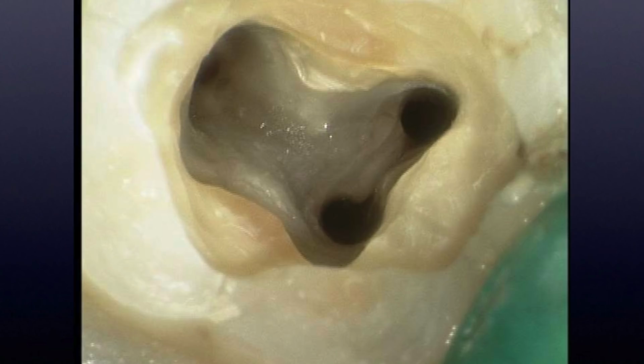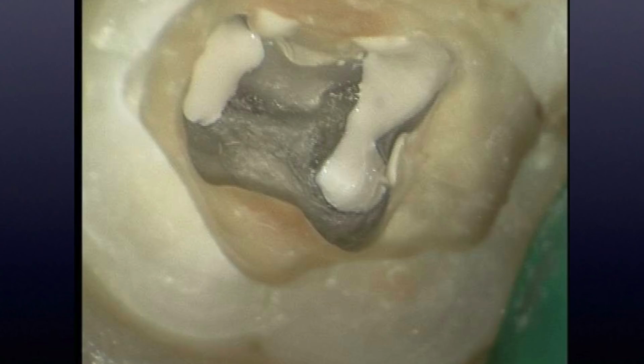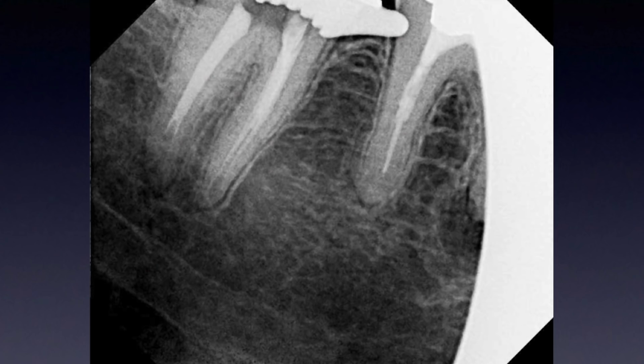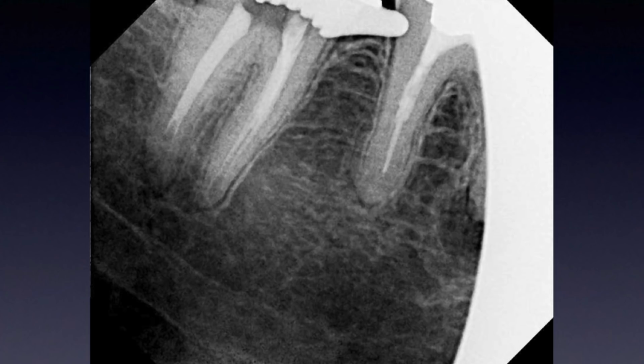BC sealer was then injected in the coronal 2/3 of the roots. A radiograph was then taken to confirm this. Now keep in mind that this was really the first case that I had done, so I took this sealer radiograph to confirm sealer injection to the depth that I wanted, but this radiograph is really not necessary.